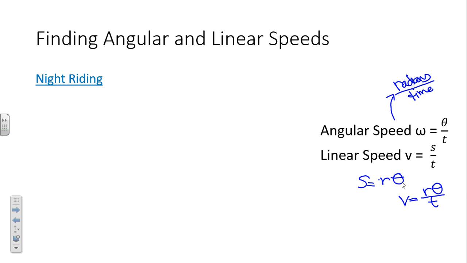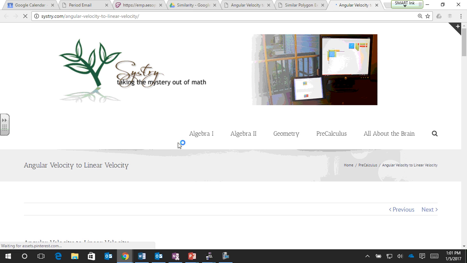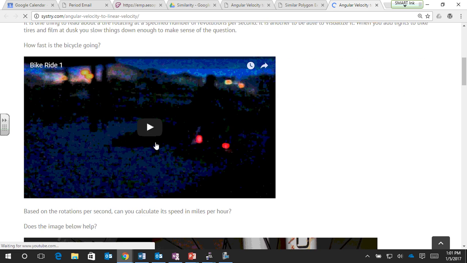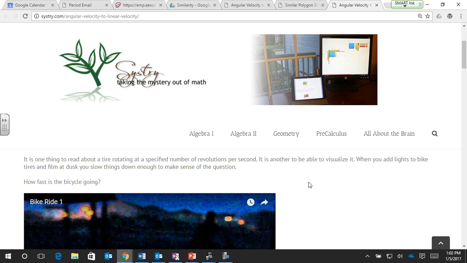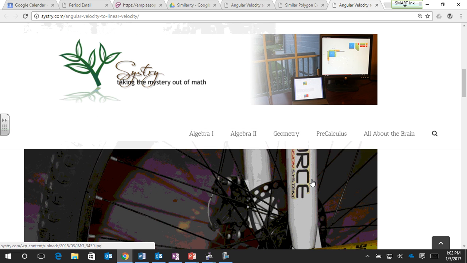So I bought some lights and had my son film this at dusk. Okay, so I filmed him riding. So this is what linear velocity or angular velocity looks like. So it's in our neighborhood on a bike path. When you put little lights on the tires, see what happens? You can kind of see him galloping along, right? All right, so that's slowed down quite a bit. He's not going very fast and so on. So we're trying to figure out how fast he's going on this bike.